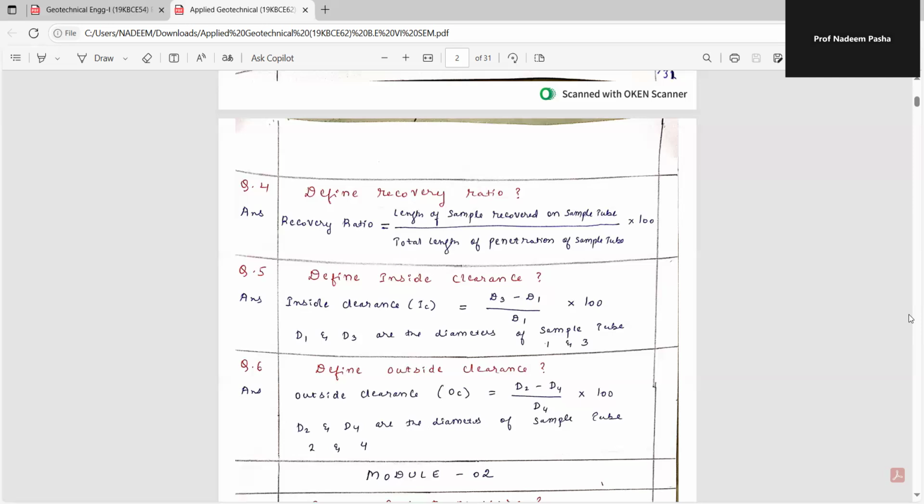Inside clearance IC is equal to (D3 minus D1) divided by D1, into 100, where D1 and D3 are the diameters of the sample tube, 1 and 3. Define outside clearance. Outside clearance is equal to (D2 minus D4) divided by D4, into 100, where D2 and D4 are the diameters of the sample tube, 2 and 4.